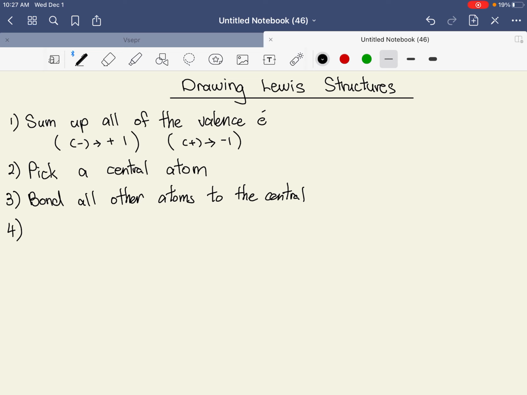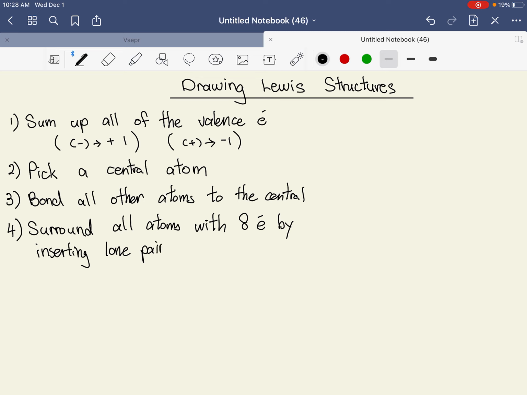And number 4 is the heart of the octet rule. The word oct means 8, right? So there has to be something about 8. What is it? Well, you're going to surround all atoms with 8 electrons by inserting lone pairs. Again, I will illustrate fully exactly what I mean by that.